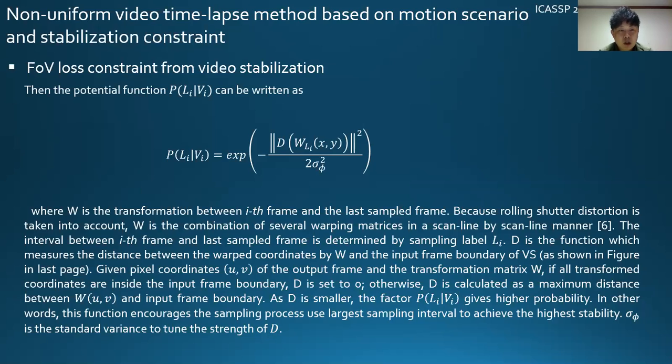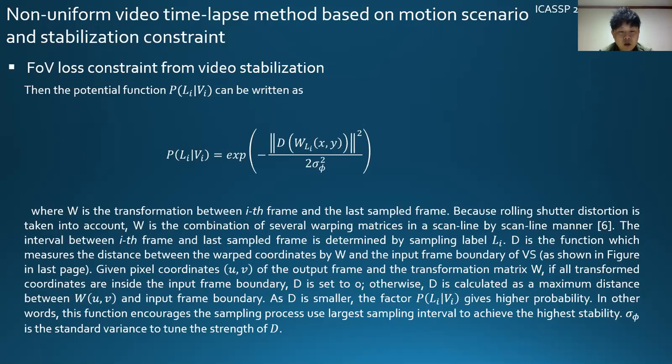Then the potential function P(Li|Vi) can be written as this, where W is the transformation between the ith frame and the last sampled frame. Because zooming data distortion is taken into account, W is the combination of several warping matrices in a scanline by scanline manner. The interval between the ith frame and the last sampled frame is determined by the sampling label Li. D here is the function which measures the distance between the warped coordinates by W and the input frame boundary over VS, as shown in the figure of the last page.